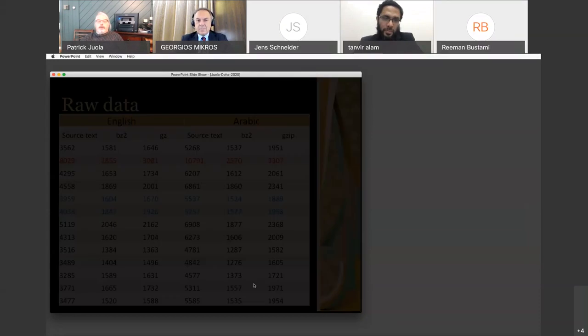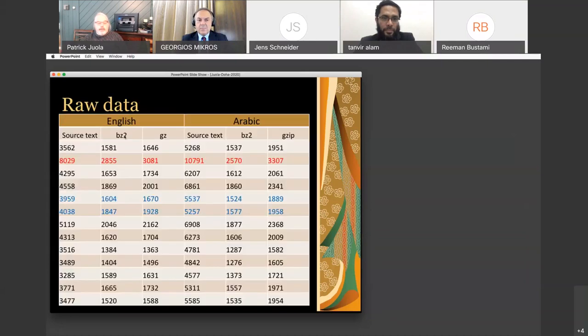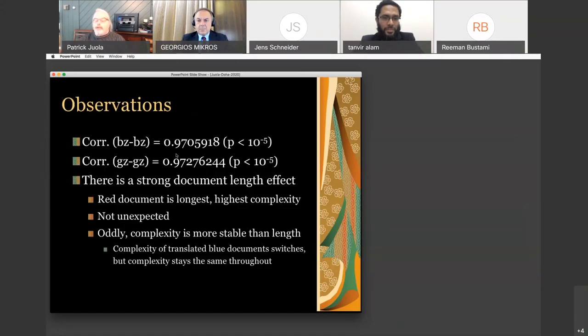Now, a couple of things that I'd like to comment on. The correlation between the English zipped text using BZ and the Arabic zipped text using BZ is extremely high, as is the correlation between the two gzip versions. When I say extremely high, I mean like 0.97 high. You never see numbers this good with real data.